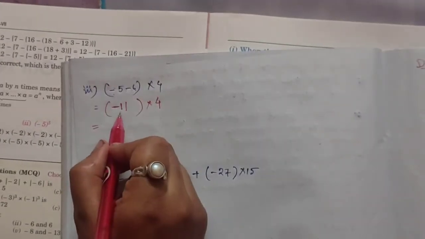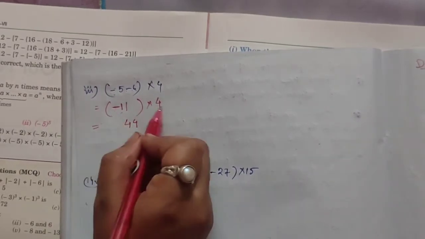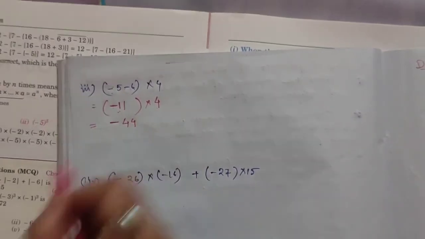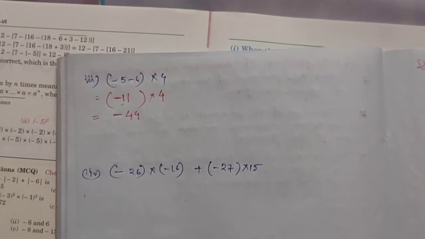So now we need to multiply minus 11 and 4. 11 4s are 44. But they are of opposite sign, so we need to put minus here. So when multiplying, if two integers have opposite signs, the sign of the product will be minus.